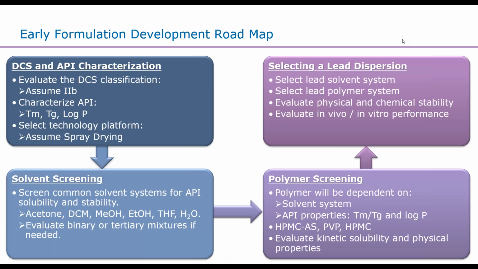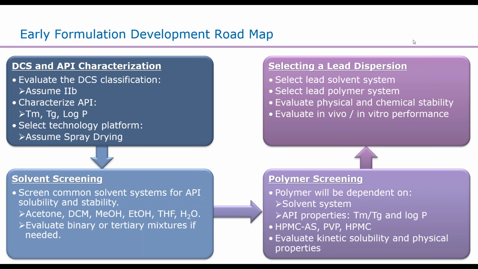So now let's discuss what a typical early development roadmap might look like. For a new candidate drug compound, the first step is to characterize the API and determine the DCS classification. For the purposes of this presentation, we're going to assume a DCS-2B compound and that spray drying has been selected as the technology platform to improve bioavailability.